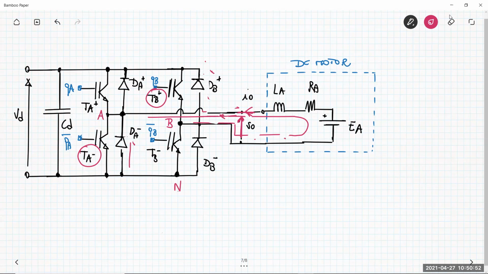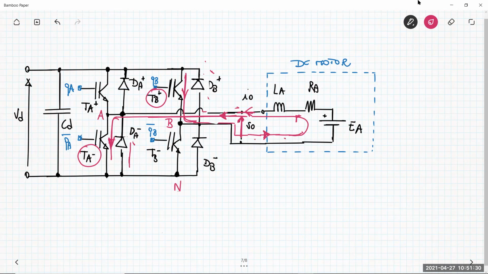The current has this direction here, so the current goes into Ta minus here, so going here, and here is dB plus. So Ta minus, TB plus.